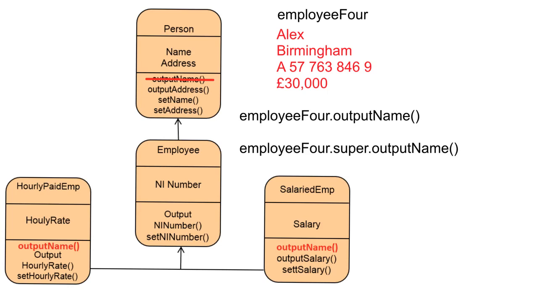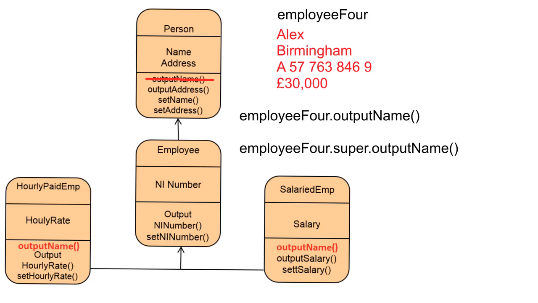Let's say we've instantiated or created a salary employee called employee 4, and we've set its name attribute to Alex. But we still want to call the output name method inherited from its superclass. That's fine. We can do this by using the super dot prefix. In this case, overriding is ignored and the original method from the parent class will be used.